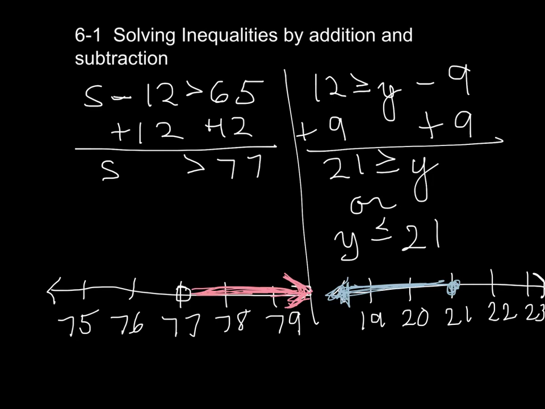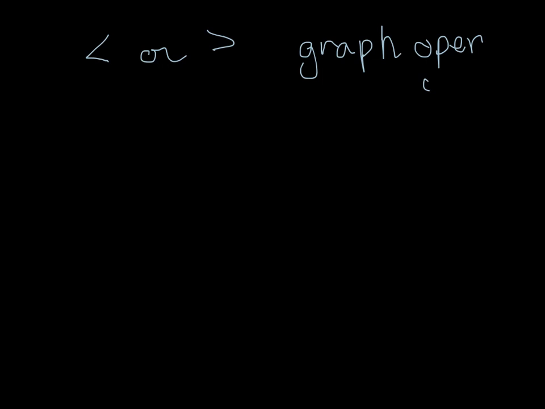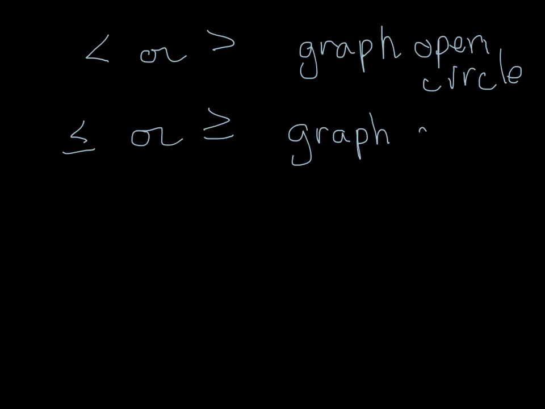Okay, so we'll go to another screen and we'll just jot down a few notes about this. If it's less than or greater than, then when you graph it, you graph with an open circle. And if it's less than or equal to or greater than or equal to, then you'll graph with a solid circle.